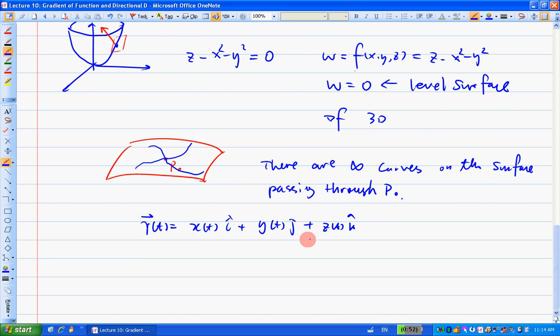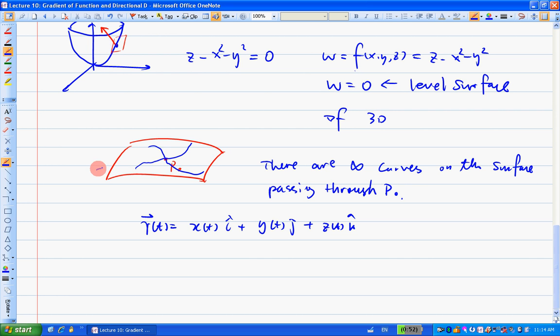What does x of t, y of t, z of t represent? They represent the coordinates of any point on the curve. Now, this curve is not an arbitrary curve. It's a curve taken inside this surface. Does that make sense?